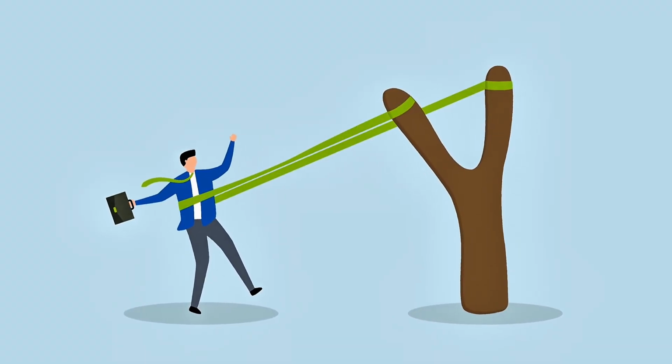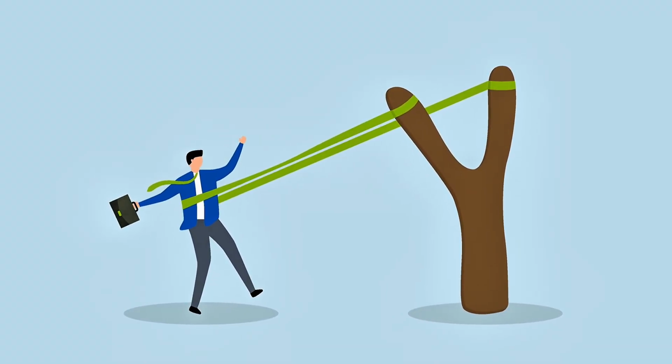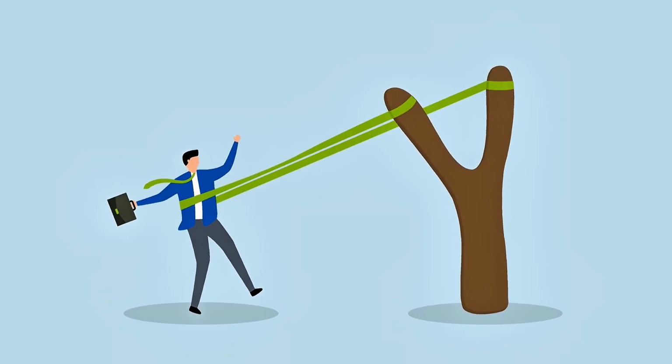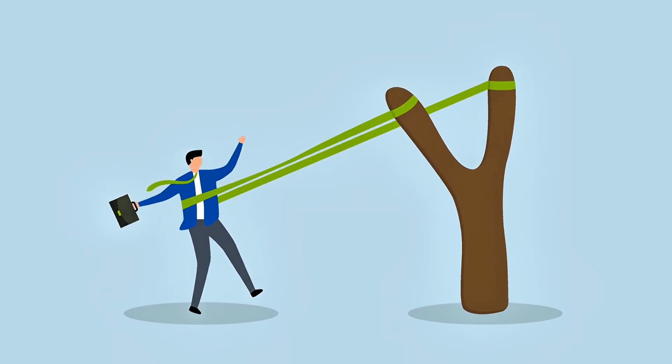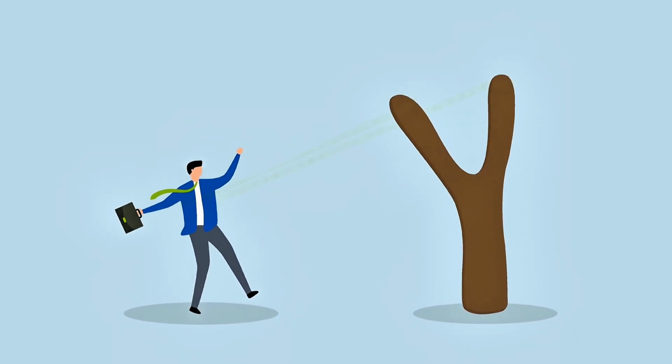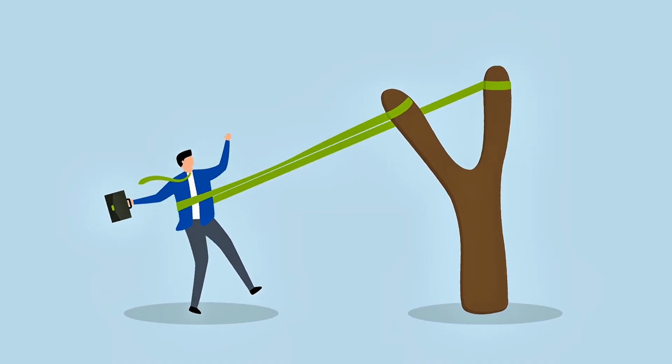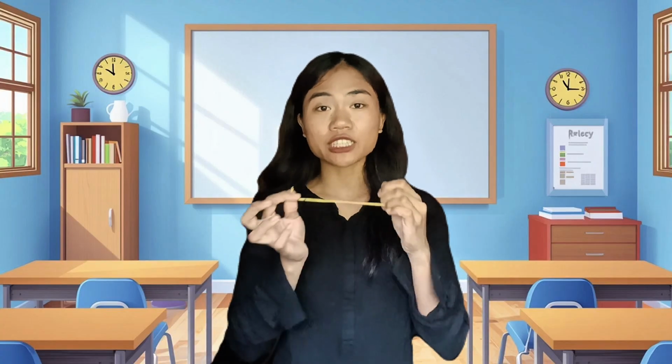The elastic limit is the maximum amount an object can be stretched or compressed while still returning to its original shape. If this limit is exceeded, permanent deformation may occur. For example, overstretching a rubber band can damage it permanently.